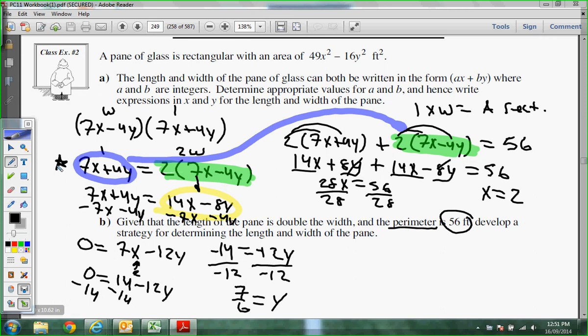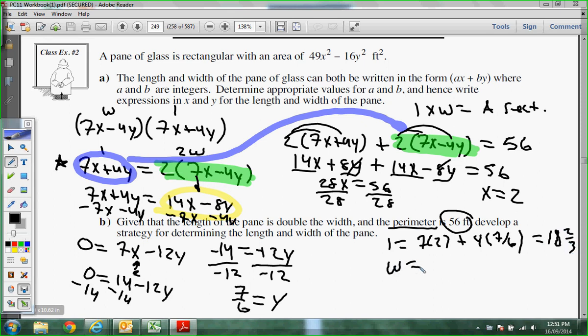Okay, so when we go to the question here, it wants to know what the length and width is. So length is here. So that's going to be 7 times 2 plus 4 times 7 sixths. And that works out to 14 plus 28 over 6. So you're going to have a little bit of fractions, but it ends up being 18 2/3 if you change to a mixed number.